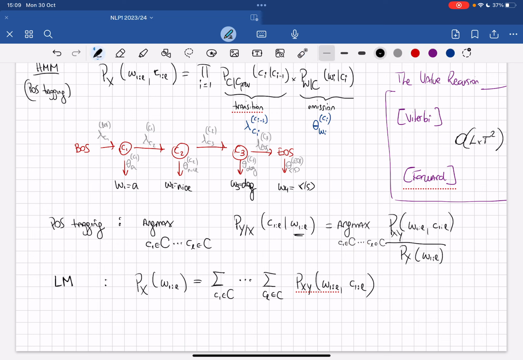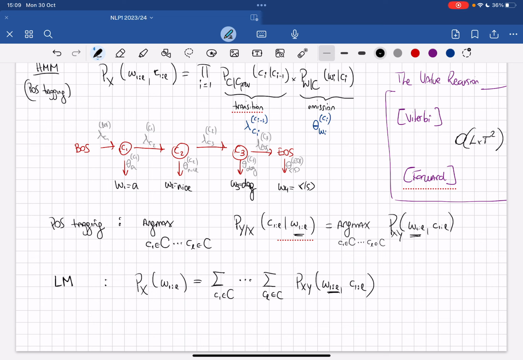Which means we can discard it from the denominator and solve this perhaps simpler problem. All right? Okay, this is fixed.